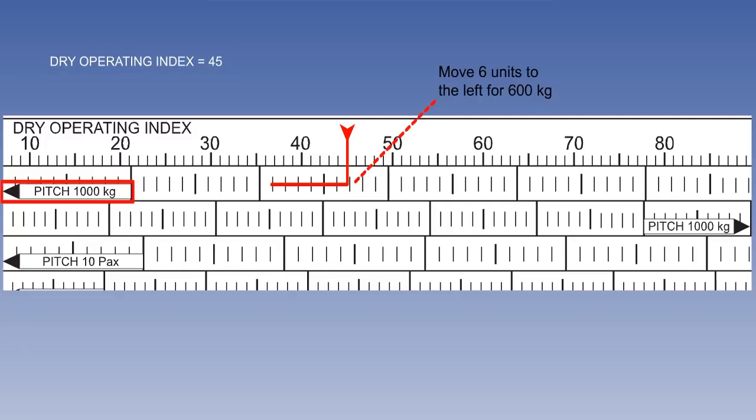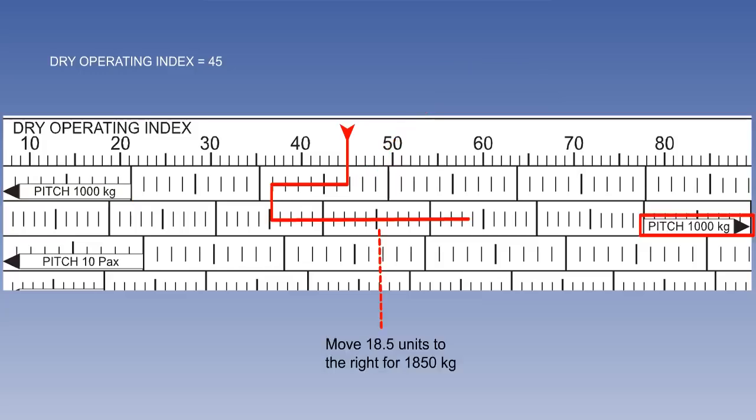And observe the arrowed box with pitch 1000 kilograms, which indicates the value of the scale, so 1 unit equals 100 kilograms. The arrowhead indicates the direction of movement. In this case, the mass is 600 kilograms, therefore we have to move 6 units left. Continue the pattern by dropping a vertical line down to the centre of the next box and move right 18.5 units for 1850 kilograms.